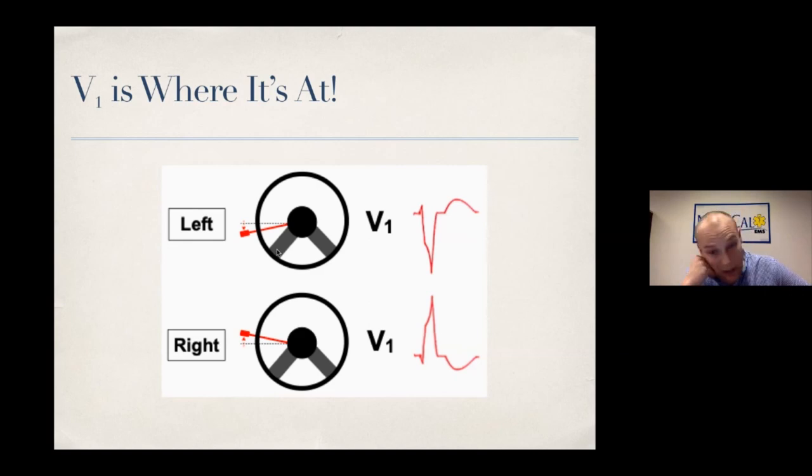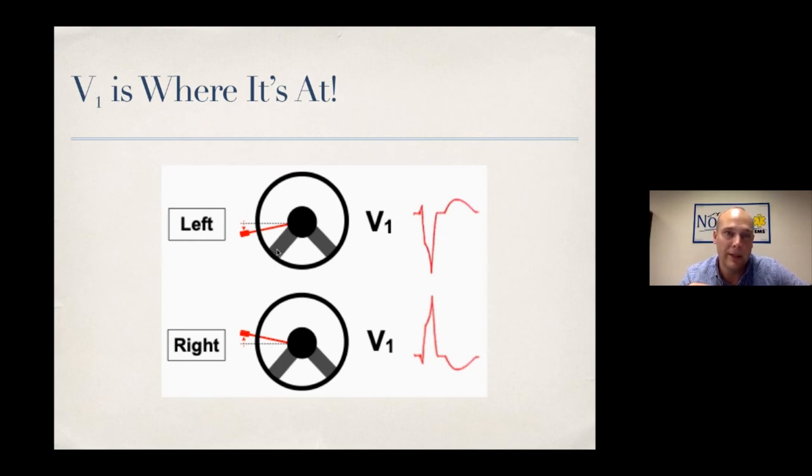So one cheating method is to look at the complex in V1 and see whether it's an upright complex or a negative deflected complex. If you look at V1 and it's down, think of a turn signal on a car: if I flick that turn signal down, I'm going to turn to the left. So if that complex in V1 is wide and it is down, that is a left bundle branch block. If that complex is upright in V1 and I flick that turn signal up, that's a right bundle branch block. That's just the easiest way I've always determined whether it's right or left.